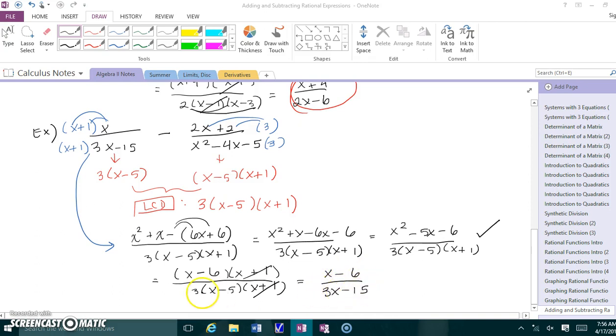I'm going to distribute this 3x and negative 15. And here we go, all the way simplified.